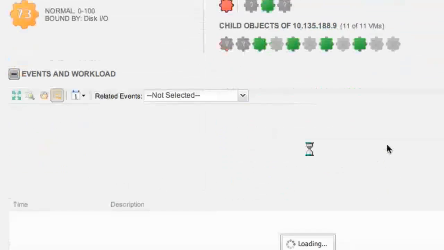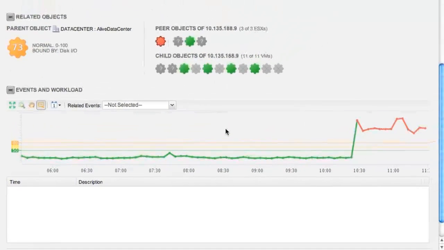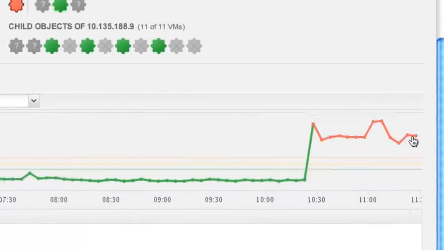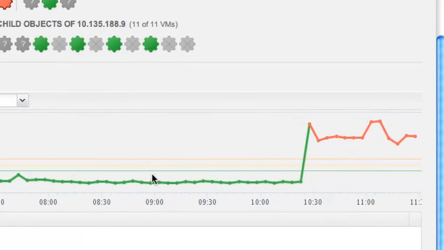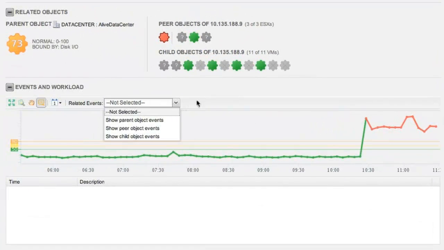As we continue looking down, we then see the events in workload. What this view is meant to do is to try and help you correlate from when events happen to changes in workload. Now you can see here there's a giant spike in workload, and indeed workload stays pretty high after that. But we don't see any events. So maybe this workload spike happened from the VMs running on this host. We can check out parent objects. We can also look at the peer objects, other ESX hosts in this case, and we can check child objects.